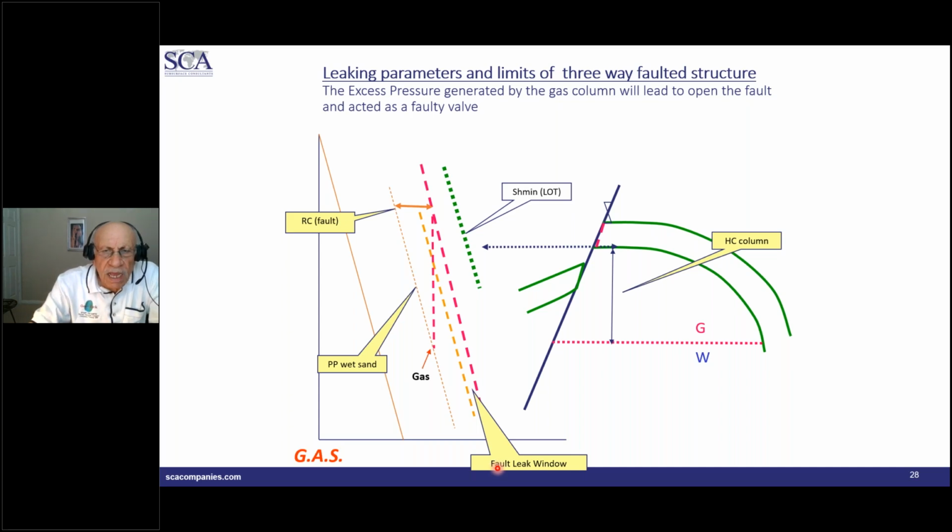The fault is not a conduit in the subsurface. It's not an open pipe. The fault is still sealed, but the fault opens like a faulty valve. Faulty valve means when the fluid behind the valve reaches a certain pressure, the fault opens, spills that extra fluid, and closes back. That's what it does. It burps.